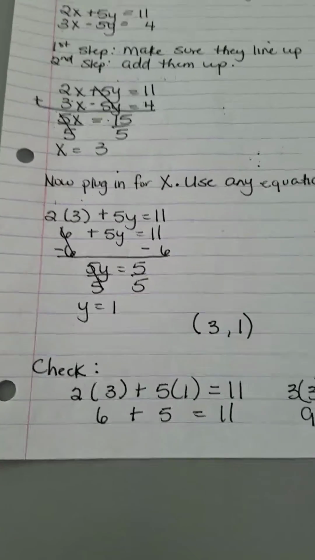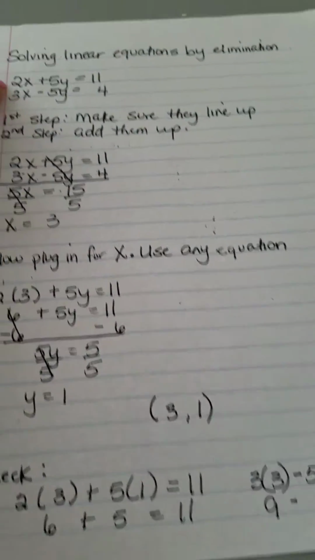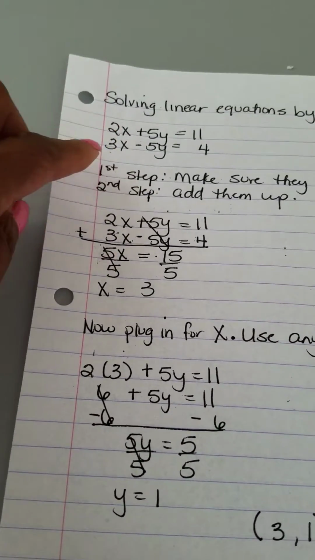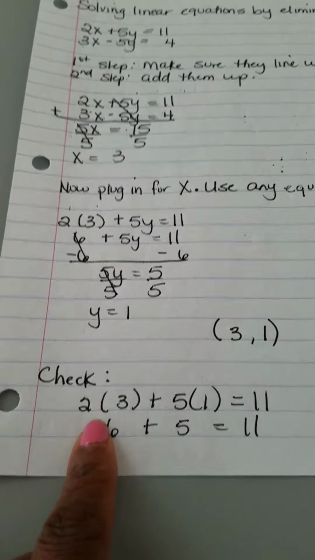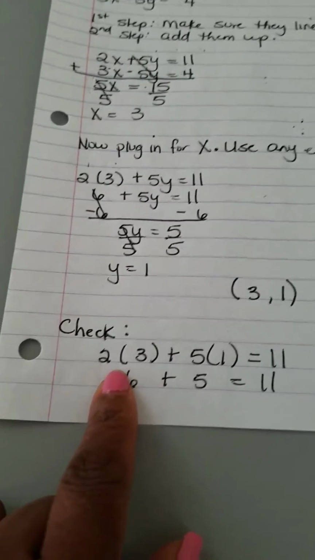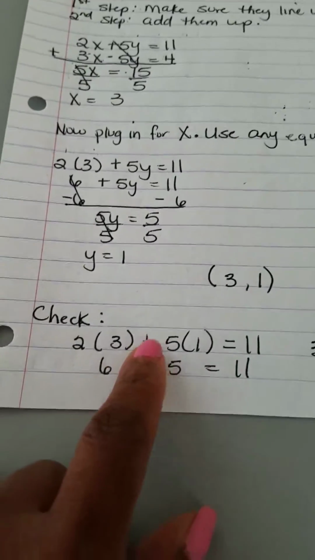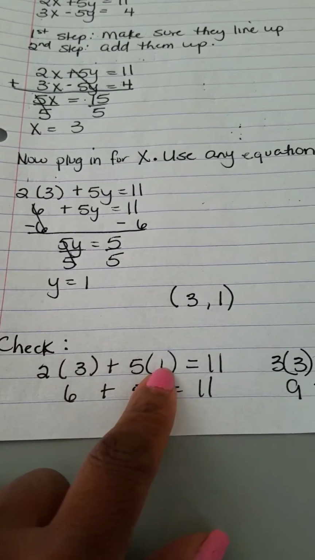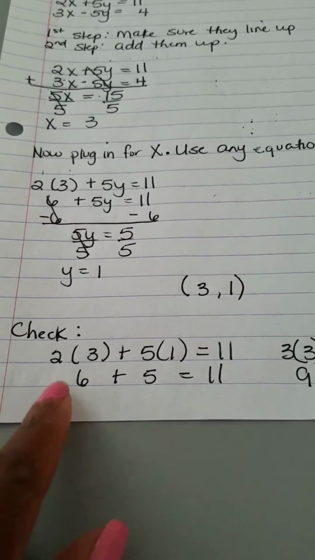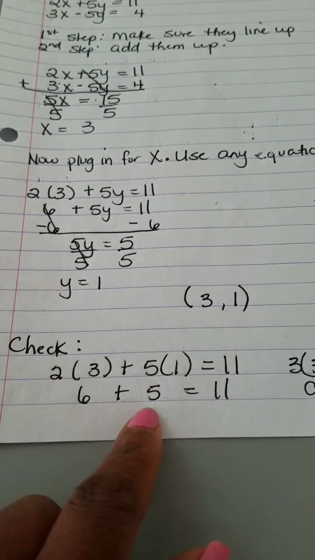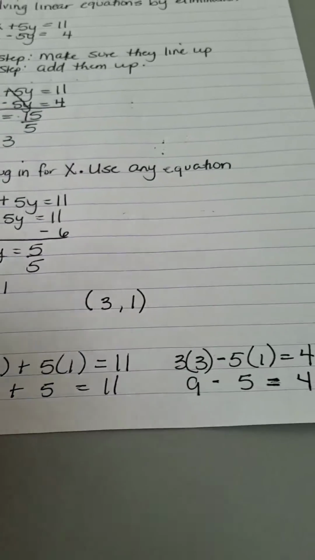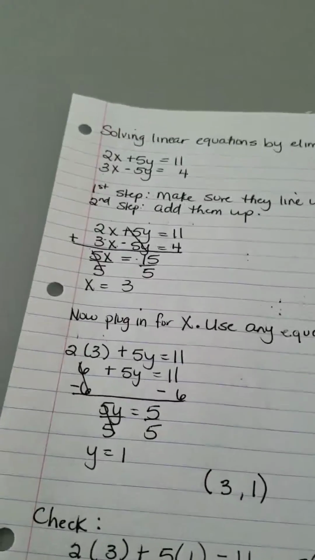And how I would check it is, I would take the top equation, which is 2x plus 5y equals 11, and plug in for x and y. So 2 times the x, which is 3, plus 5 times the y, which is 1, equals 11. 2 times 3 is 6, plus 5 times 1 is 5, equals 11. Okay, and that's the same thing as the one on top.